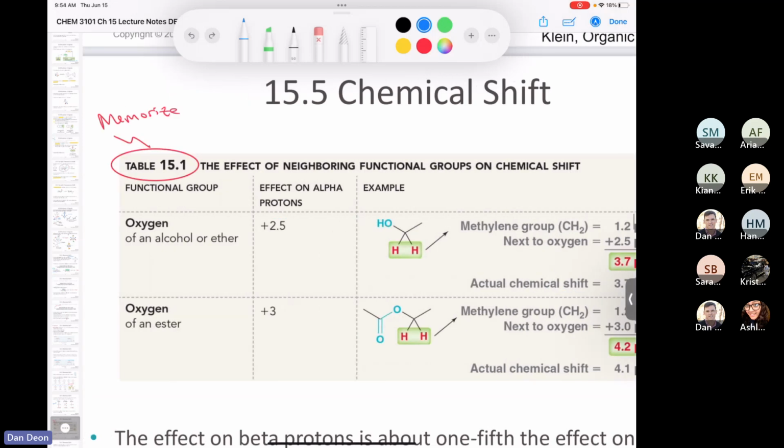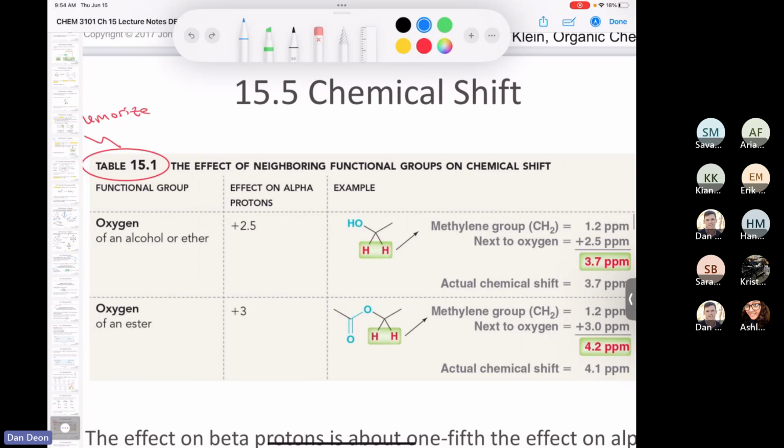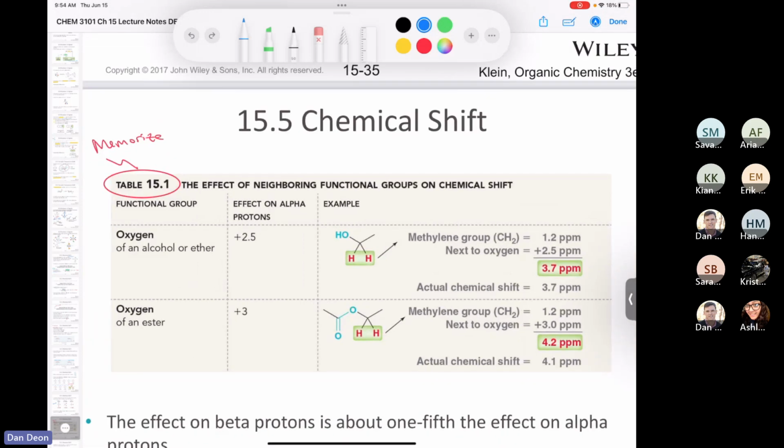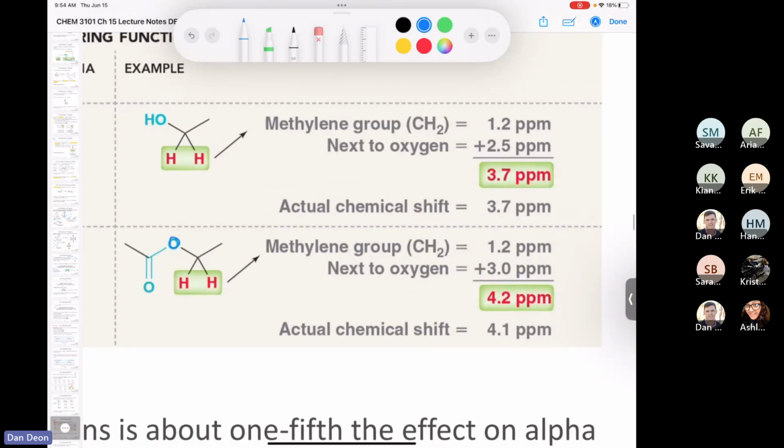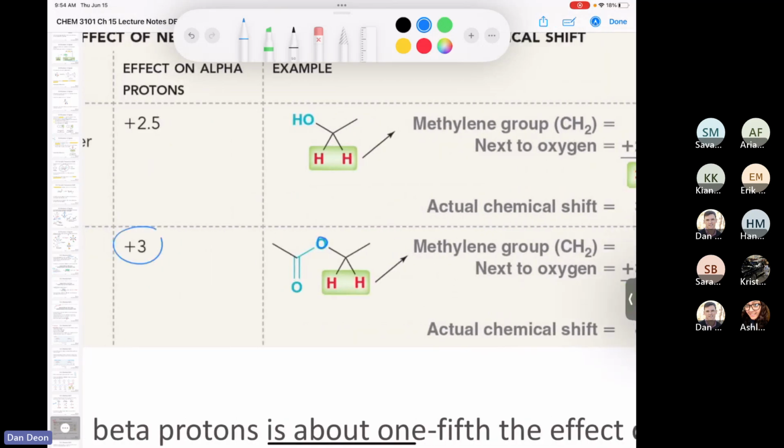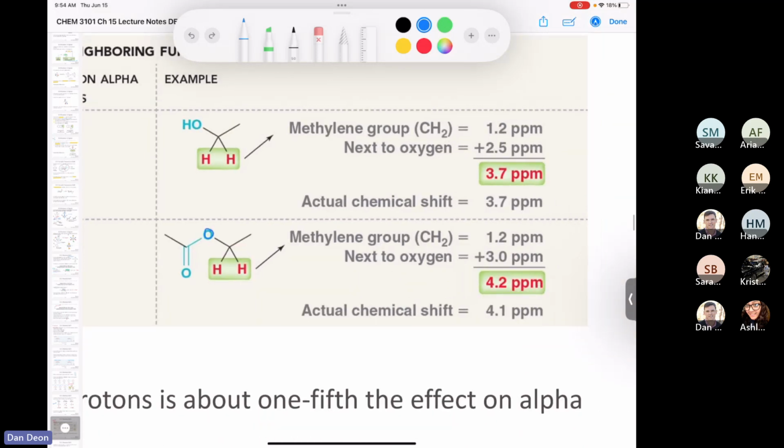The same thing, it says here, if you have an oxygen of an ester, if you have protons next to the oxygen of the ester, this is a really powerful electron withdrawing effect. It's +3 parts per million. And so let's say you have your methylene, which has a baseline of 1.2. You would add 3 to that, and that gives you 4.2. Remember, what's highlighted in green here is an estimation. The actual chemical shift is 4.1, so you can see it's very, very close.